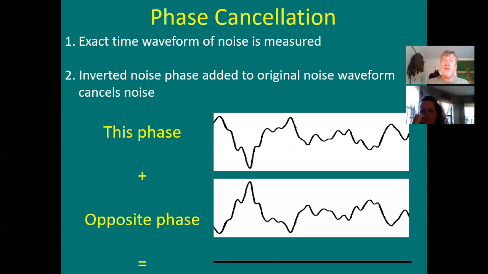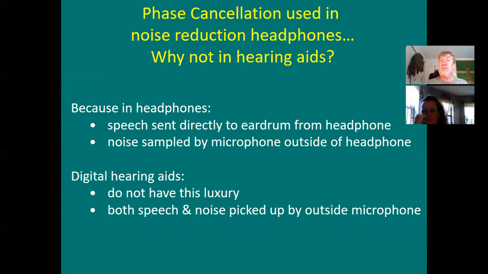Okay? So here's what happens in headphones. Phase cancellation is used in headphones. Why not in hearing aids? Because in headphones, the speech is sent directly to the eardrum from the headphone. The noise, however, is sampled by a microphone on the outside of the headphone. Digital hearing aids don't have this luxury because on their mic, both speech and noise are picked up together. So if you invert the phase, you've canceled everything out.